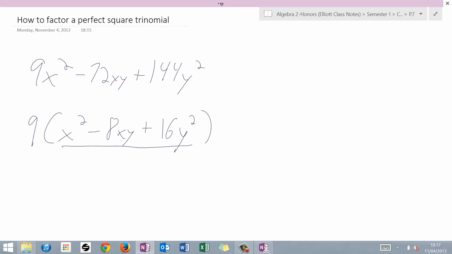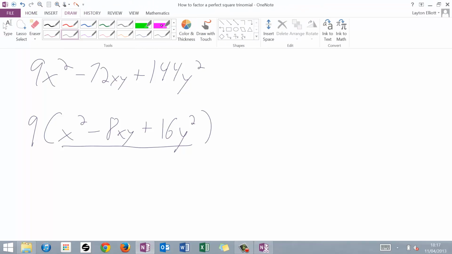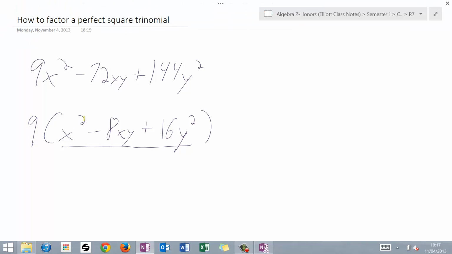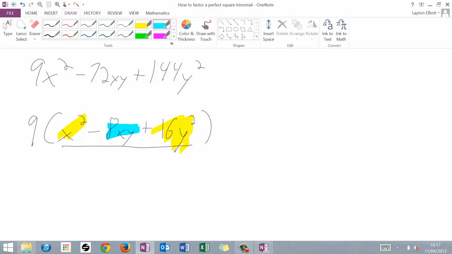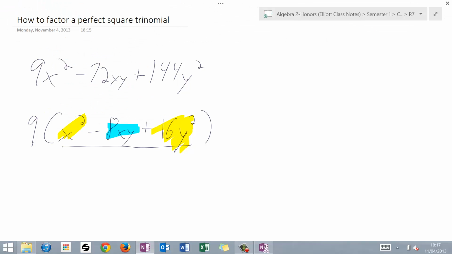Now, how do I identify a perfect square trinomial? Well, if I look at the patterns, I see that I have a perfect square here, and I have a perfect square here. The terms of largest degree are both perfect squares, and the middle term would come from these two. So what I like to do, instead of messing with it too much, is just factor it and check it.